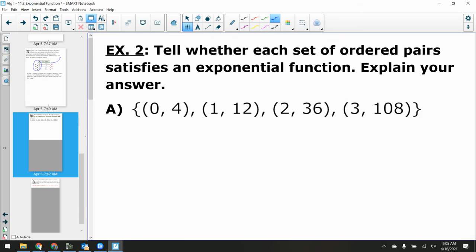Let's take a look here. Tell whether each set of ordered pairs satisfies an exponential function. You know what I would do here? If this is written as ordered pairs, I'd rewrite it as a table. Go ahead and do that for yourselves. Rewrite it as a table.